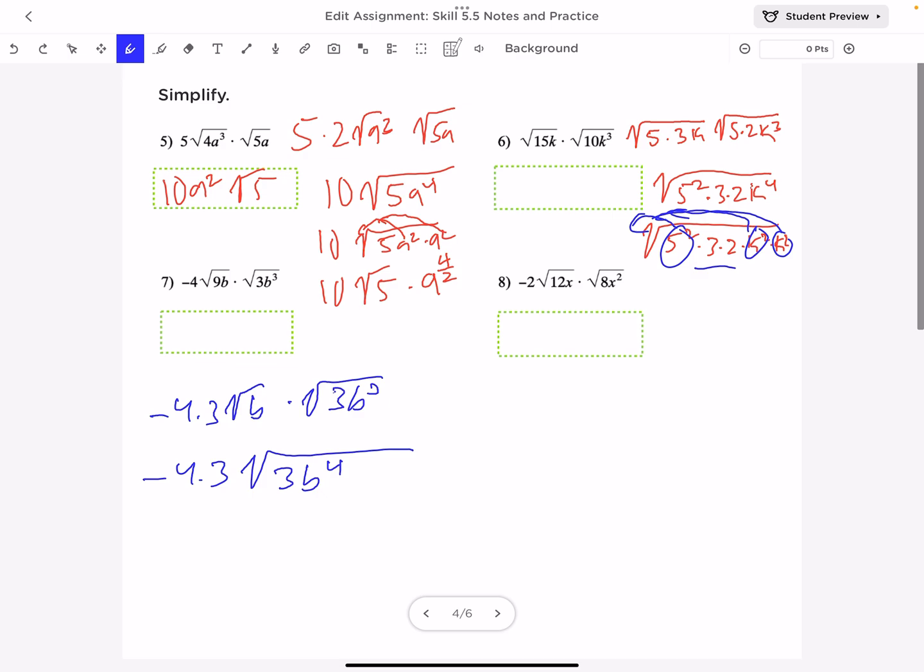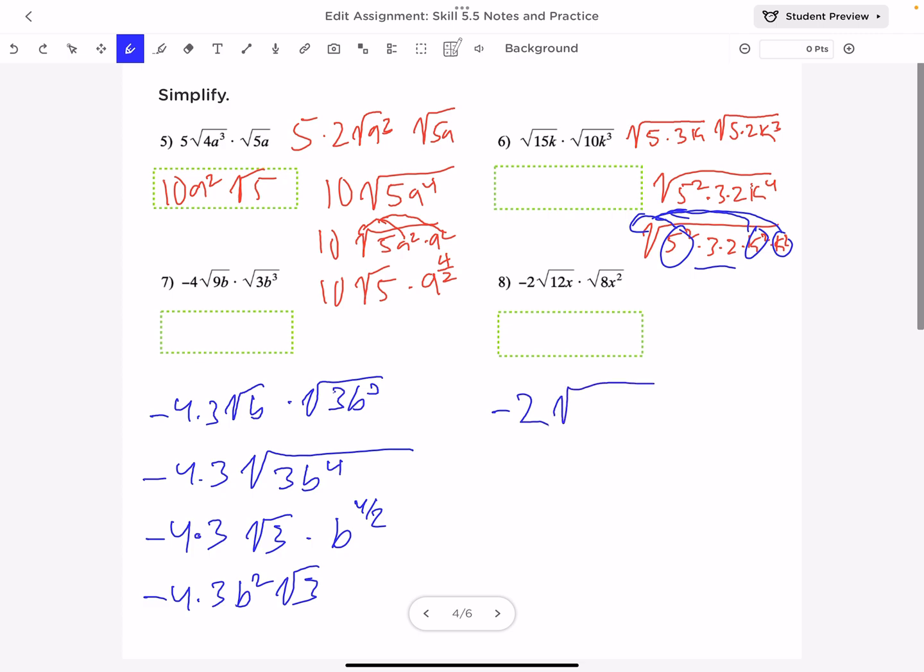For 6, I explained it with the squared, so another way to think about this is minus 4 times 3 square root 3 times b to the 4 over 2, which ends up being minus 4 times 3 times b squared root 3.